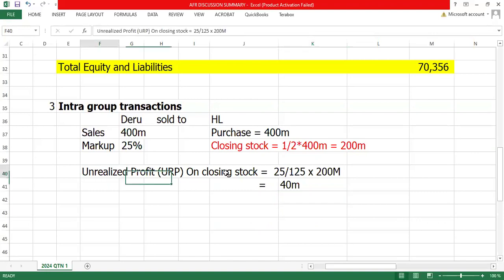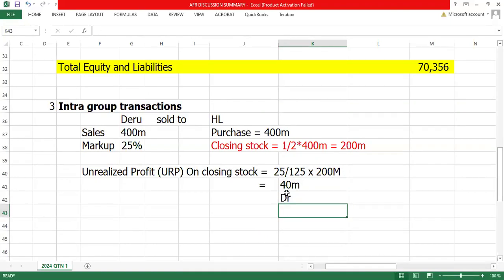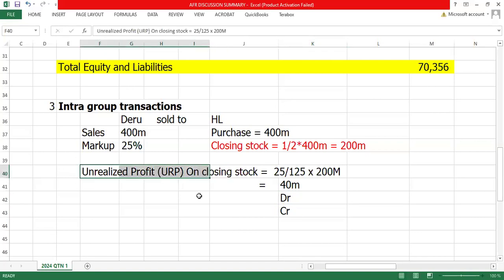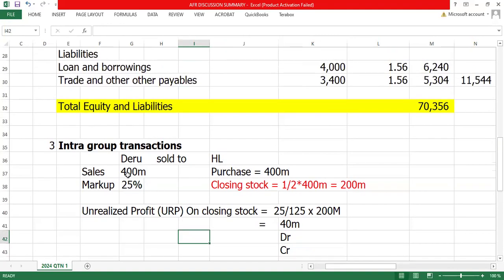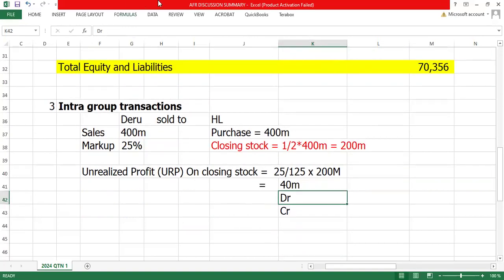So in this, what is the double entry here? What are you debiting? What are you crediting? This is unrealized profit. You want to eliminate the overstated profit. In the books of Deru, we want to eliminate this profit that Deru made because it is an intragroup transaction. So if Deru recorded the profit, for us, we want to eliminate that profit because those goods were unsold.